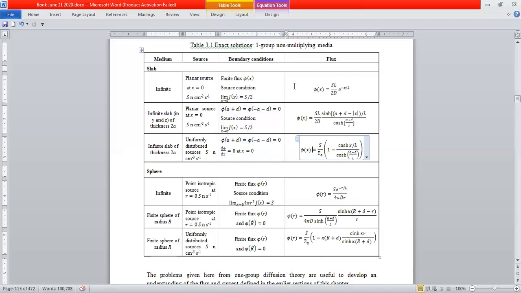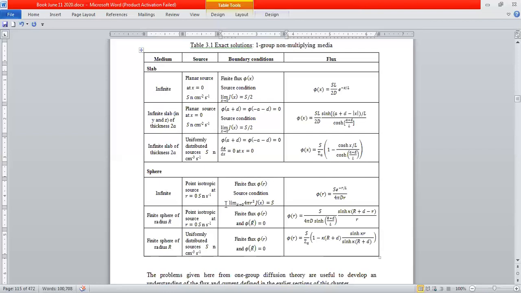So these 3 solutions were for slab geometry. Now let me show you the solution of the one group diffusion equation for spherical geometry. Now in the spherical geometry, again, let's look first at an infinite sphere. Is there anything called an infinite sphere? Well, again, a mathematical idealization. Then let's look at a finite sphere of radius r, with uniformly distributed sources. So again, you get the same boundary conditions, finite flux phi r, and a source condition. But look at the source condition.